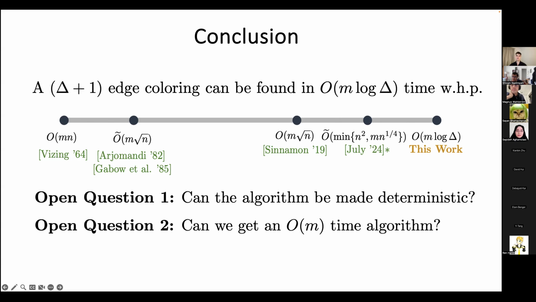And the second question is how can we potentially remove this extra log factor? Even in bipartite graphs, can we remove this log factor and bring this down to exactly O(m) running time? Okay, so that's everything I wanted to talk about.